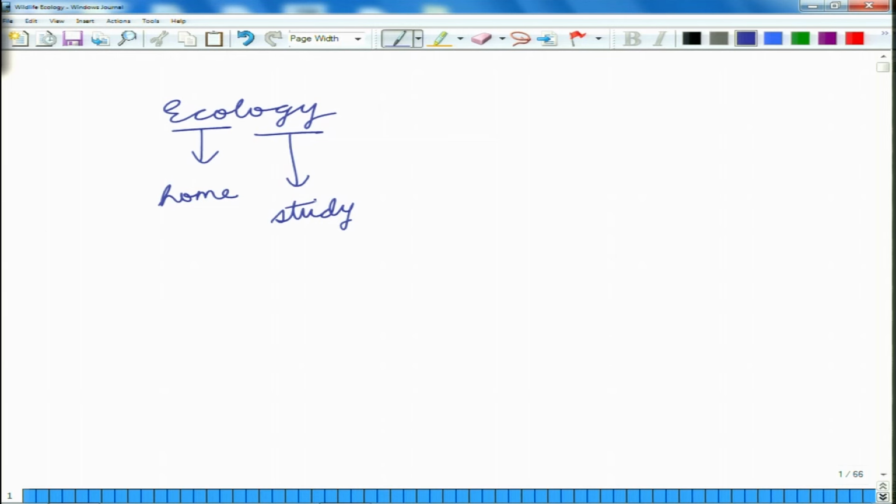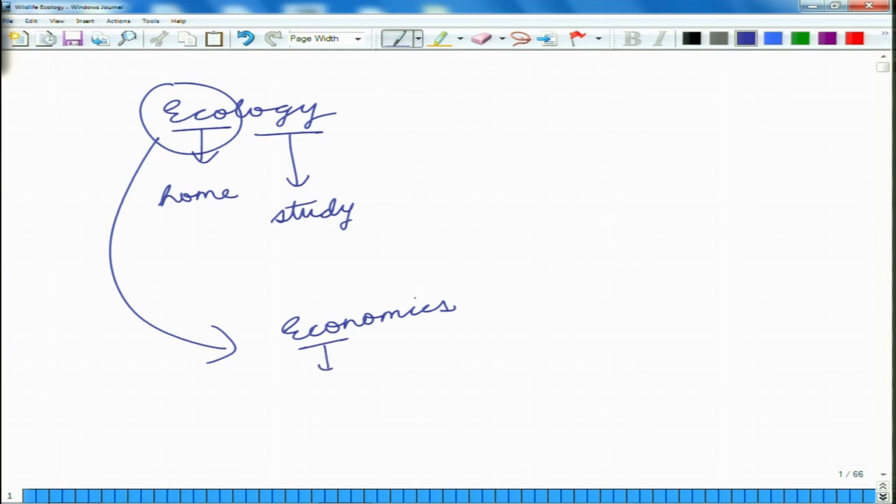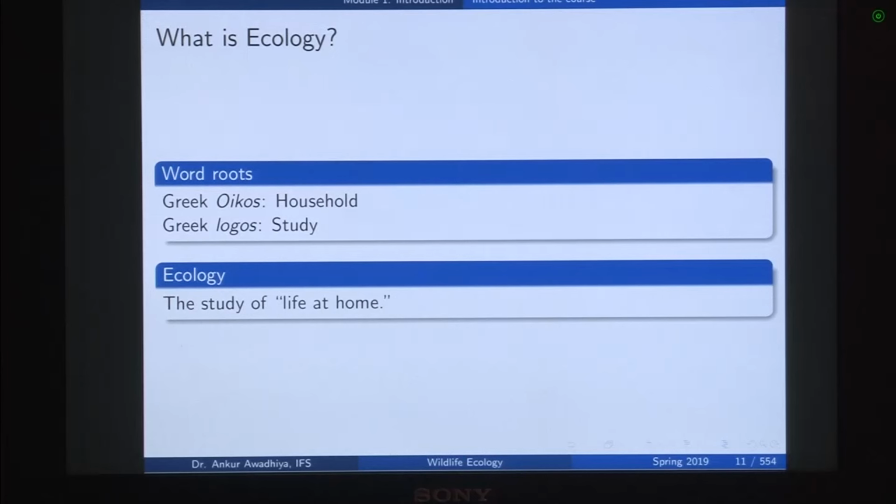Now, we can see eco as a word root also in things such as economics, in which eco or oikos is home and nomi is to count. Now, ecology is the study of home. It could be my home, it could be your home, it could be somebody else's home, or it could be the home of other animals. It could be the home of a tiger, it could be the home of an elephant, it could be a marine home, and so on. Now, because of these word roots, we can have a number of different kinds of ecologies.